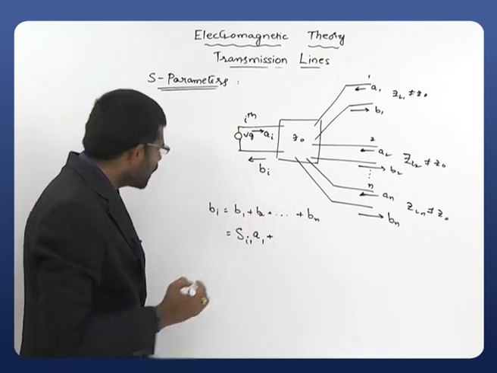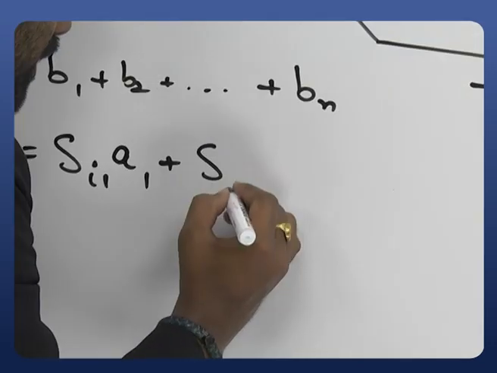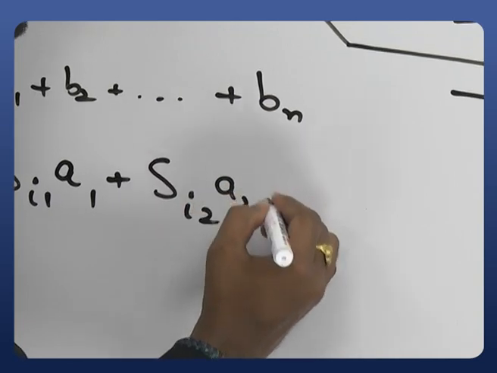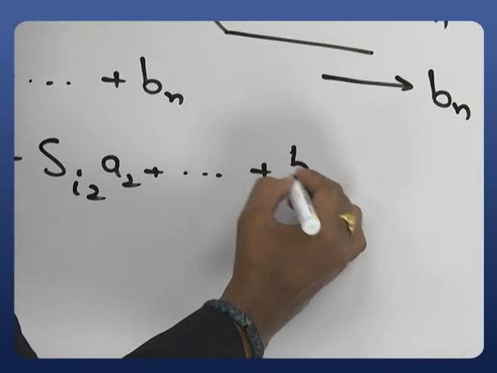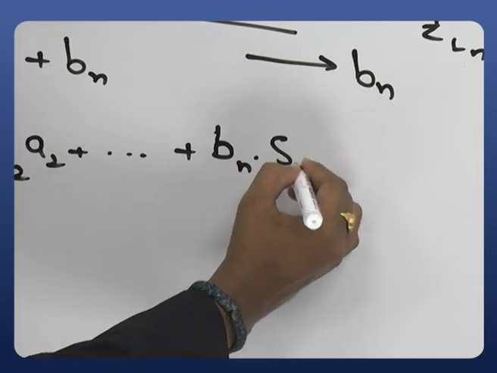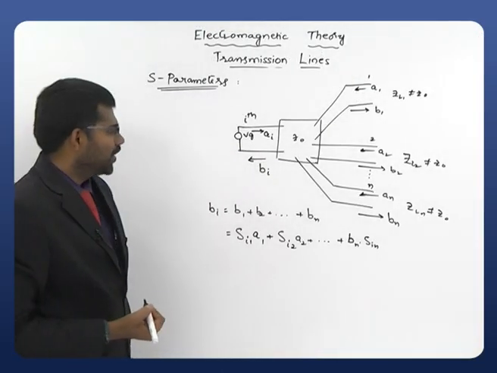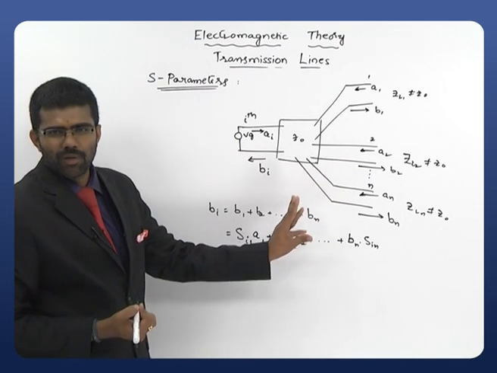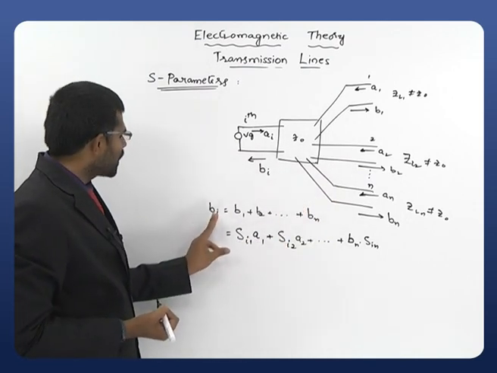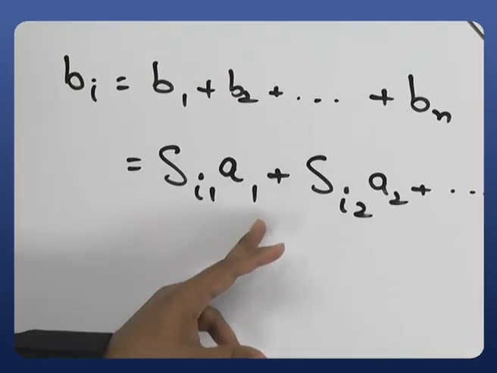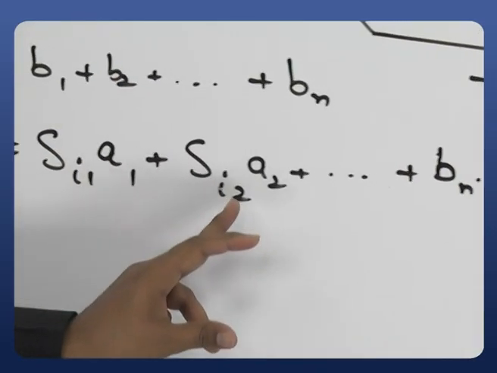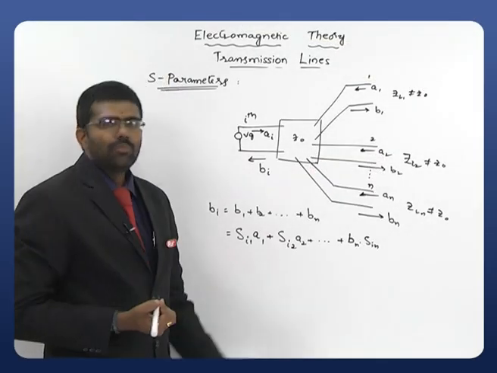Plus similarly, how can you write this B2? Si2 A2, up to Sin An, whatever it may be. So here clearly the reflection at the particular port Bi can be written as Si1 A1 plus Si2 A2, and so on, up to Sin An.